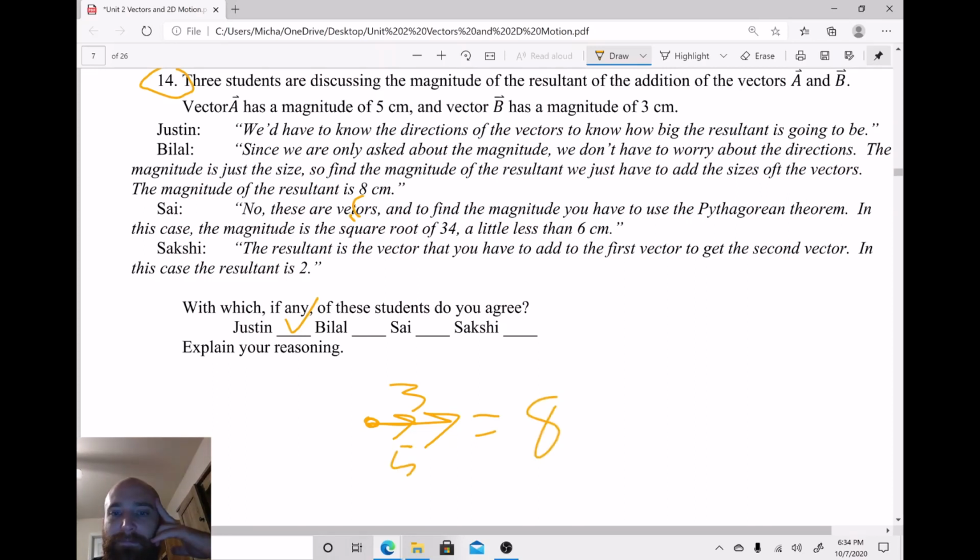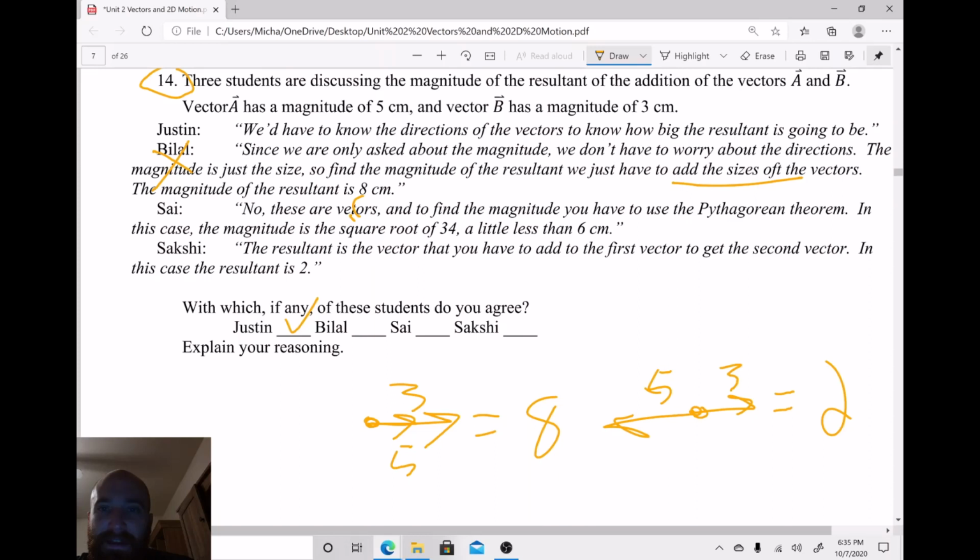That would give you a total of 8. Now imagine you had 3 and 5 in opposite directions. What would that give you? Well, then they'd subtract from one another, and you'd get 2. Clearly the direction matters. So Justin's right in that sense. We don't even have to dive into the trig. We don't have to make it that crazy. Use the simplest examples you can think about. You can't just add them, because if they're in opposite directions, they would take away. If they're at angles, you have to do trig. So that's why Bilal isn't correct. For Sai, he says you have to use the Pythagorean theorem.